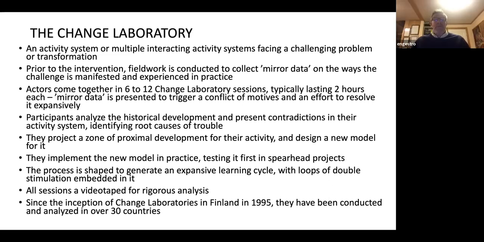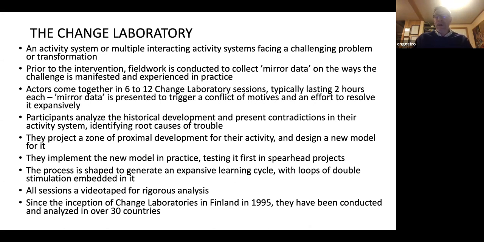Prior to a change laboratory intervention, there's typically a fairly extensive period of field work during which the researchers, often also participants of the intervention, the practitioners, collect what we colloquially call mirror data on the challenges in the field, how they are manifested in practice and experience. This means that the task is to find and identify and to record critical situations, critical components or critical events in the activity in which this major challenge or contradiction is manifested and experienced.